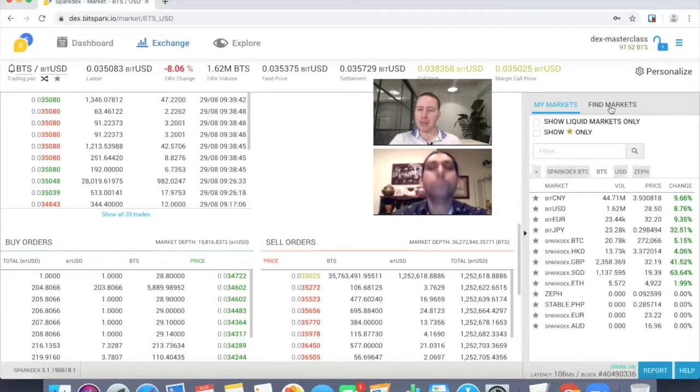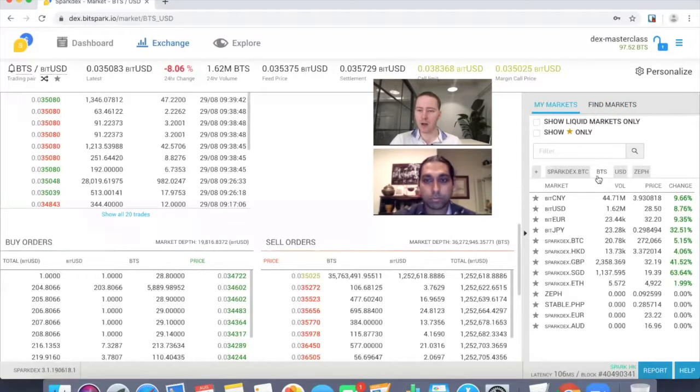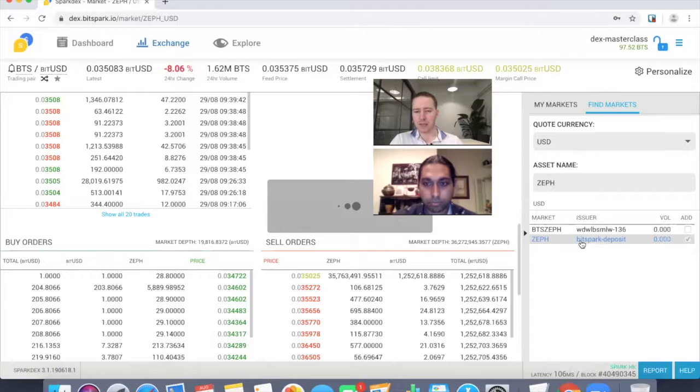So if we're also talking about find markets as well, this is an interesting one. I can find a market for any given pairing on the DEX. So let's say if I'm on the My Markets tab, you see I'm on the BTS, right? But let's say I want to find USD to, say, Zeph as a market pairing. You'll see here that this is the one which I want. So I can click that.